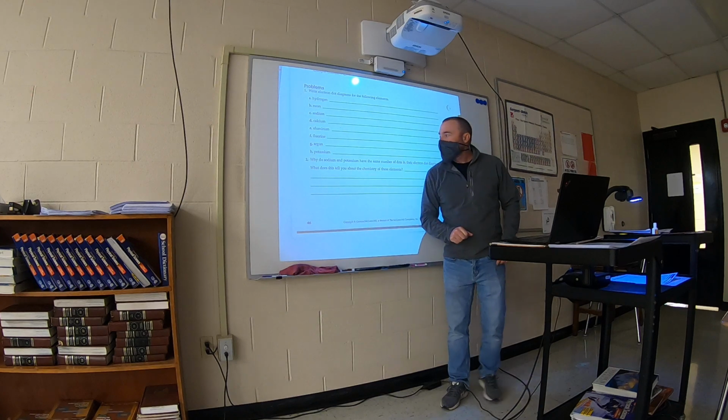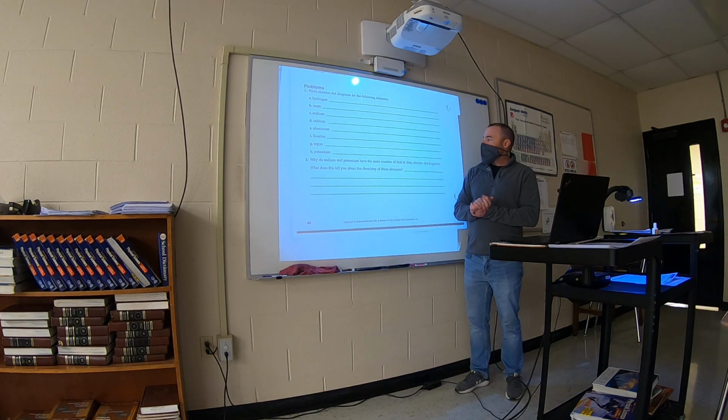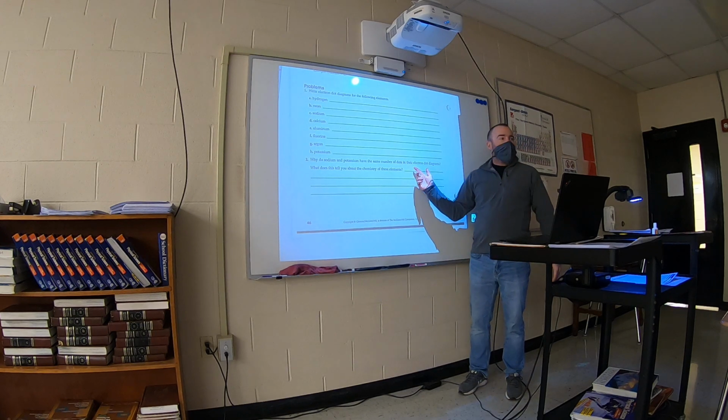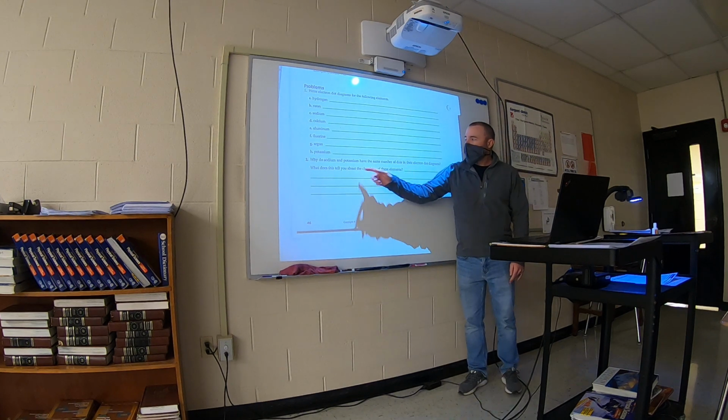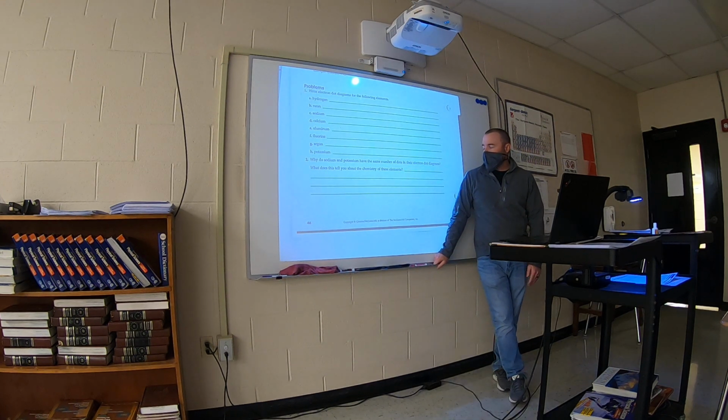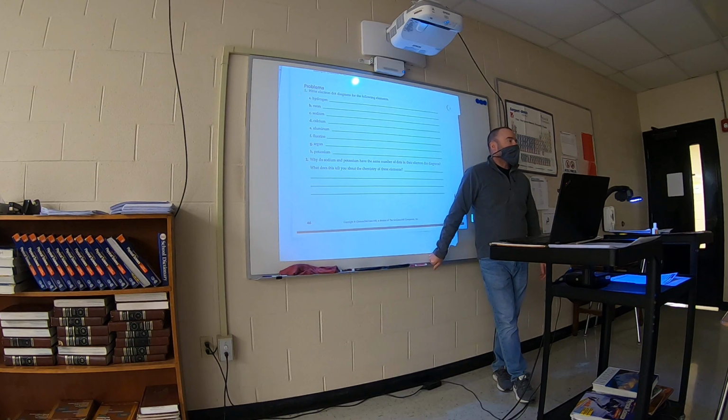And then down here, why do sodium and potassium have the same number of dots in their electron dot diagrams? Well, they're in the same group, or they've got the same number of valence electrons. Either of those will work. And then what does this tell you about the chemistry of these elements? They have similar properties. And we talked about that last semester. Same grouping, similar properties.